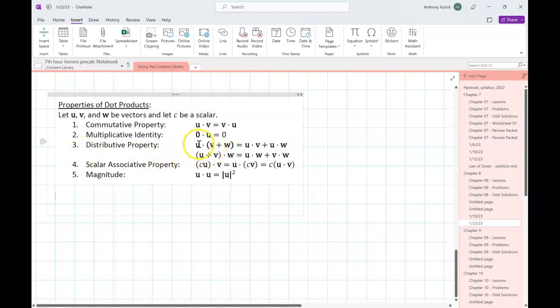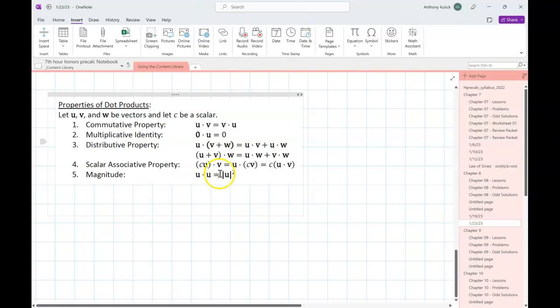There's a distributive property where the dot product can distribute through addition or subtraction, either from the left or from the right. It doesn't matter. There's a scalar associative property that says if I have a scalar multiple of a dot product, I can multiply the scalar to the first vector and then do the dot product. I could multiply to the second vector and then do the dot product. Or I could do the dot product and then multiply the scalar through. All 3 of those are equivalent operations.